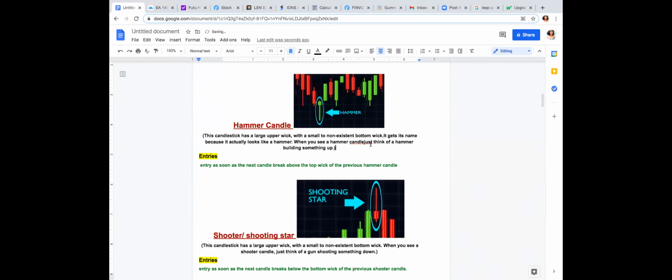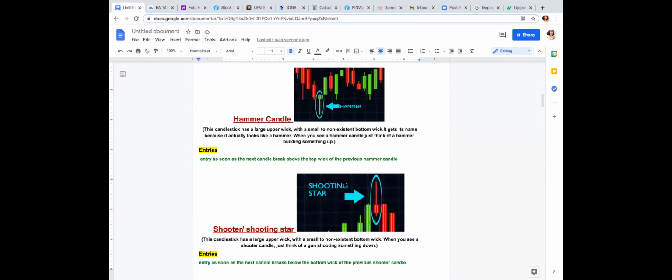So when you see this particular candle, just think of it building something up. So you're going to think of an uptrend if you see something following a hammer candle. Now your entry is going to take place as soon as the next candle breaks above the top wick or the top portion of the previous candle, which is the hammer candle.